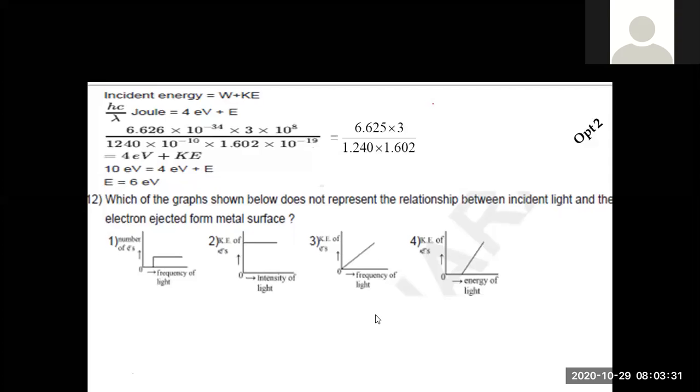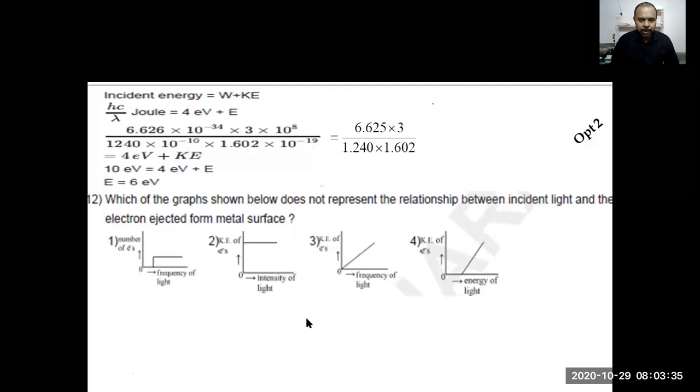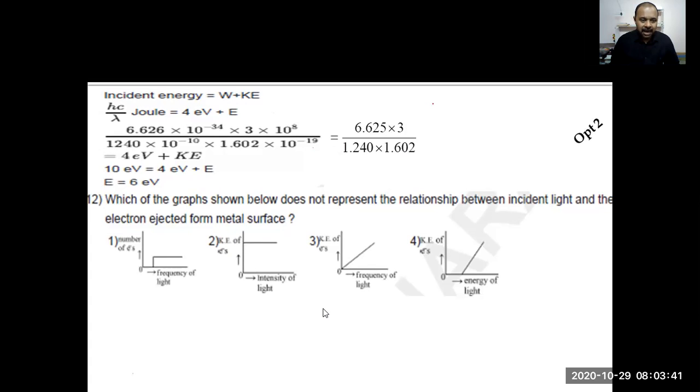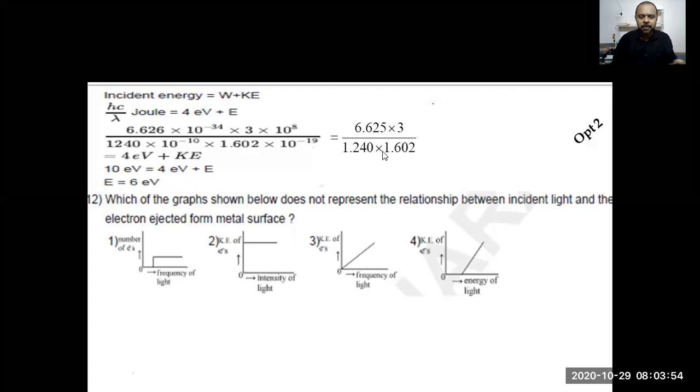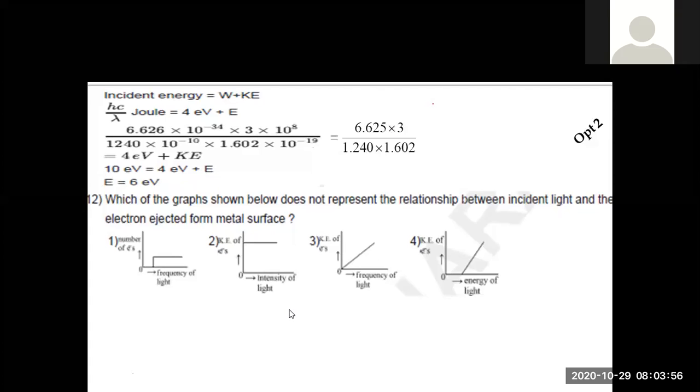I'll just go through. Which of the graphs shown below does not represent the relationship between incident light and the electron ejected from the metal surface? Which is wrong? Third one. Remaining two options are there. If anybody covers that also, all the options will be fine.